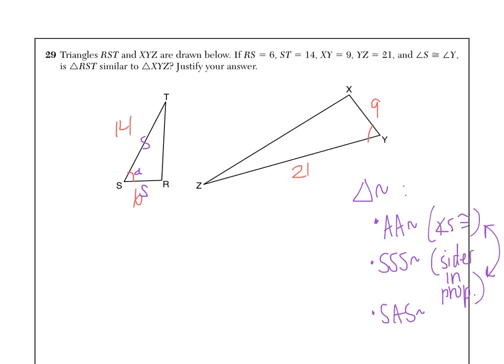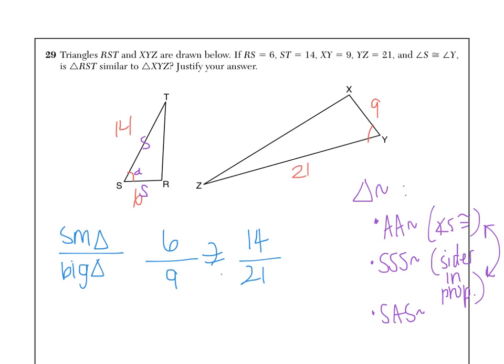But we actually have to make sure that the proportion works out. So let's go with small triangle over big triangle. Set up a proportion between those corresponding sides. So for example, 6 matches up with the 9, equal sign, question mark, 14 matches up with the 21.